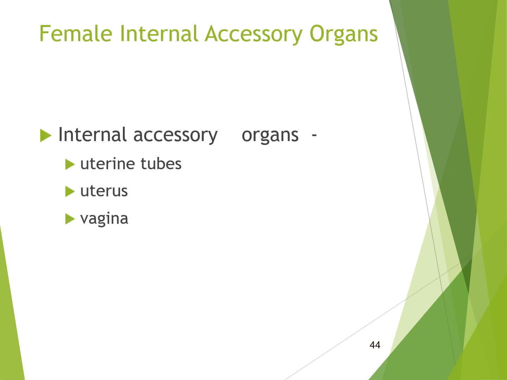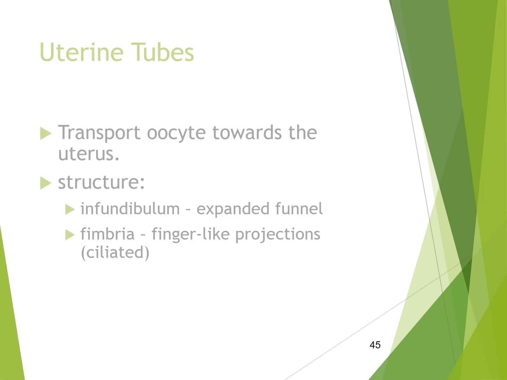Let's look at the female internal accessory organs. These include the uterine tubes, the uterus, and vagina. The uterine tubes transport the oocyte toward the uterus. The structure consists of an expanded fundal end called the infundibulum, which contains fimbriae. Fimbriae are long, finger-like projections that are ciliated. This helps to sweep the oocyte from the surface of the ovary into the uterine tube.